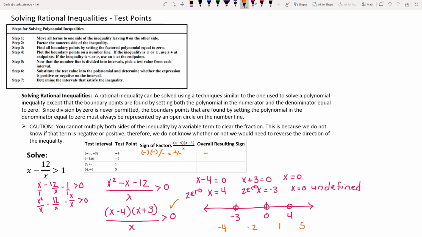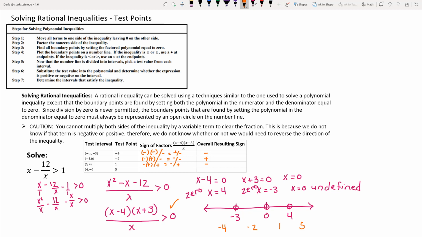Do the same thing with your test point of negative 2. Negative 2 minus 4 would give us a negative value. Negative 2 plus 3 will give us a positive value. And then if I plug in negative 2 for x in the denominator, that'll give us a negative value. So this ends up being a negative divided by a negative, but that's overall positive in sign. If I do the test point of 1, 1 minus 4 is negative. 1 plus 3 is positive. And if I plug in 1 in that denominator, that's also positive. So I end up getting a negative divided by a positive, but that's negative overall.